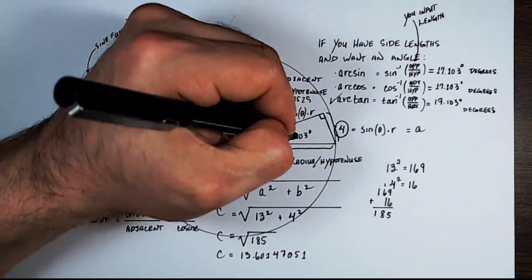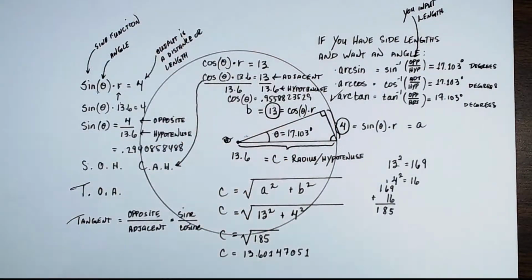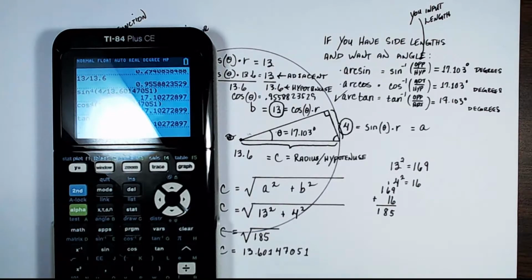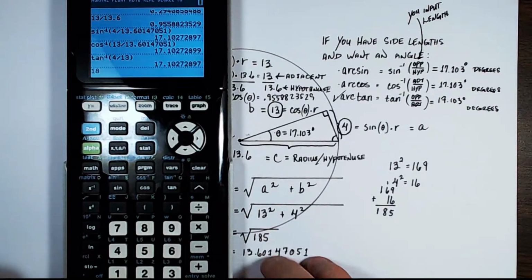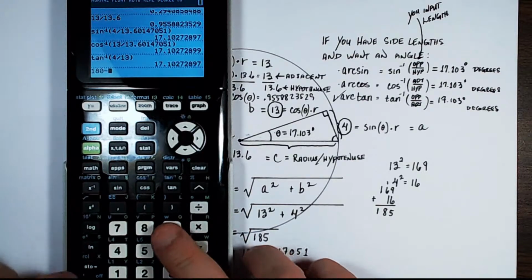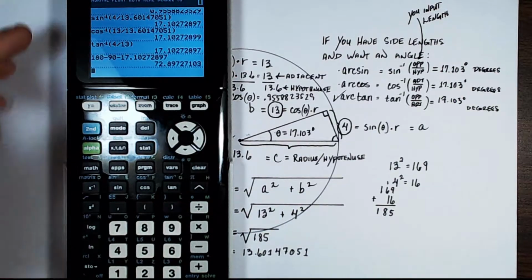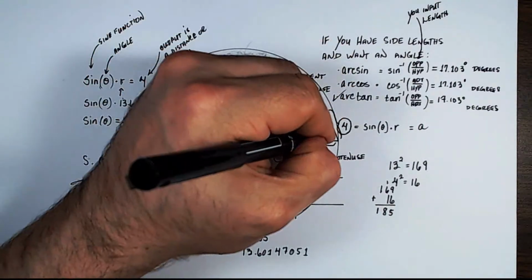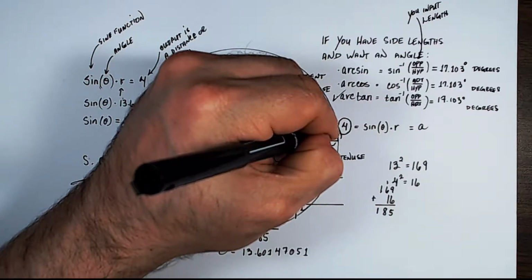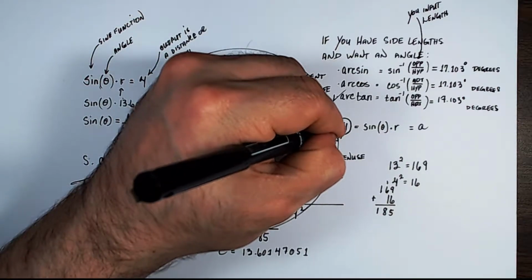Okay, so if this is 17.103 and that's 90, what is the other angle? Well, that's easy to do. We're just going to hit 180 minus 90 minus what we found. So this is 72.89727. So this angle here is 72.897.